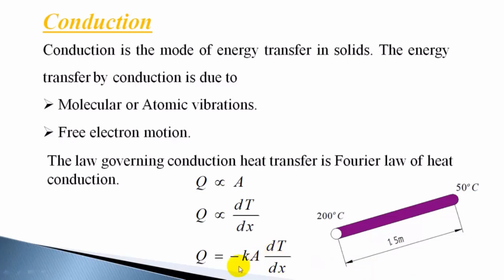Now what is thermal conductivity? It is a property of the material, and the higher the value of thermal conductivity, the more heat it permits to flow through that material. So the heat flow does not depend only on the area and temperature gradient, it also depends on the property of the material for conduction to take place. A material having good thermal conductivity will permit more heat to flow through it.